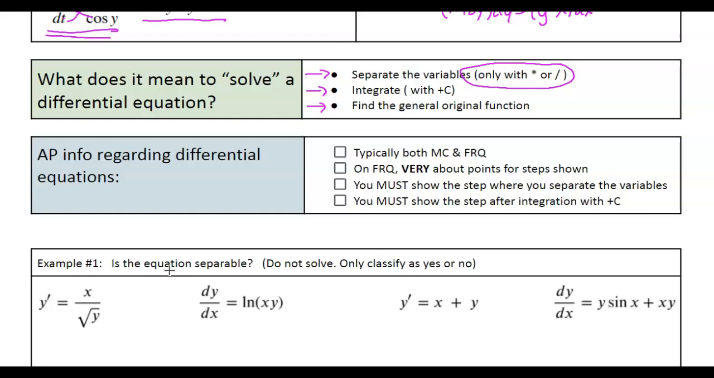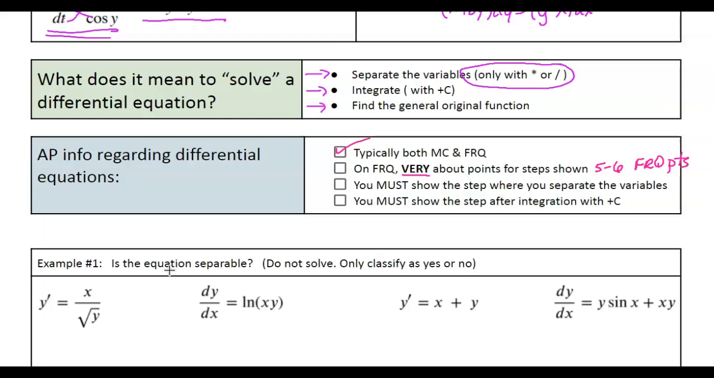AP information regarding differential equations. Well, it's both free response and multiple choice. Typically on the free response, they are very picky about the points. On one of your questions, I actually show you one of their rubrics so you can see, oh, if I don't put a plus C, I can only get 2 out of 5 points. If I don't separate my variables, I can get 0 out of 5 points. They're usually 5 to 6 free response points for just that portion. It doesn't mean that it's hard, but they're just really picky about what they want to see.